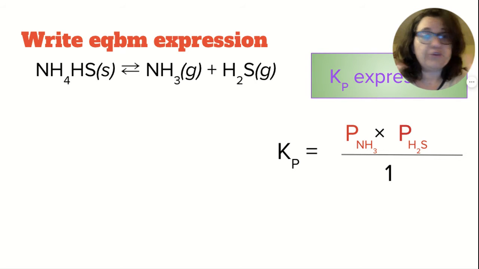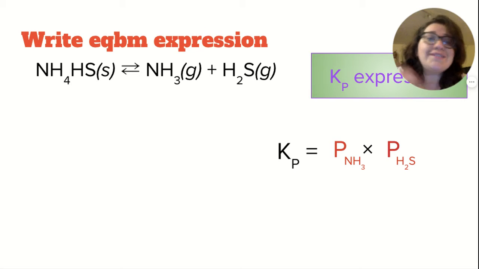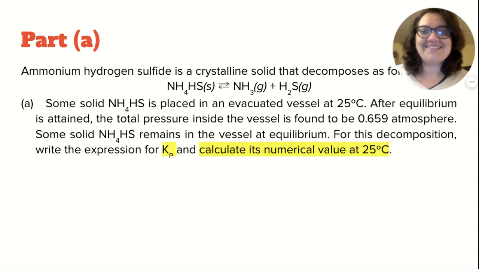Don't let it throw you off. You're not doing division by 0 or anything like that. You're just saying 1. It does not influence. So an easier way of writing Kp is to just say it's the partial pressure of ammonia times the partial pressure of hydrogen sulfide. Okay? That is the Kp. That was the first thing I was asked to do.